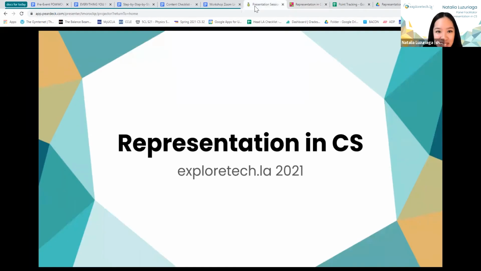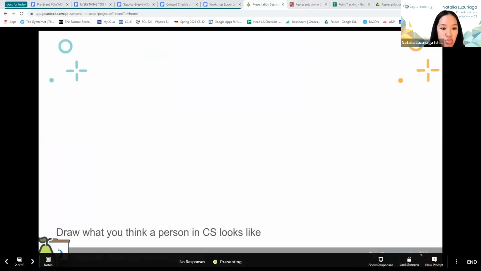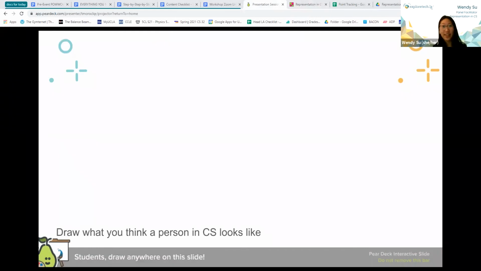Okay, so now we'll get started with our activity. On your screen, on Pear Deck, if you went to joinpd.com, there will be a little space for you to draw what you think a person in CS looks like. Please make sure you keep those drawings appropriate. If not, I will have to delete them, so bear that in mind. And we will give you all a few minutes to start drawing what you think a person in CS looks like.